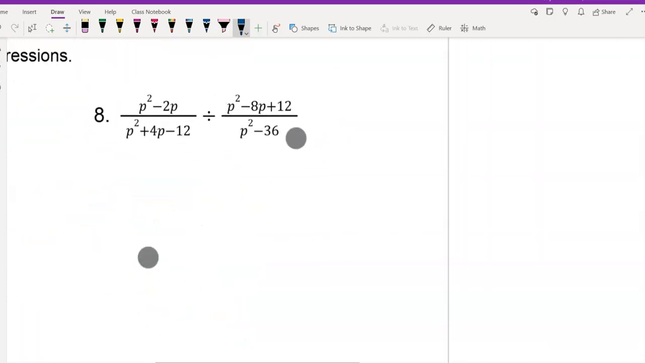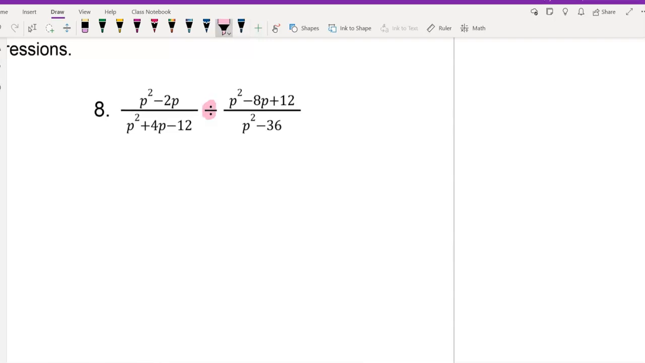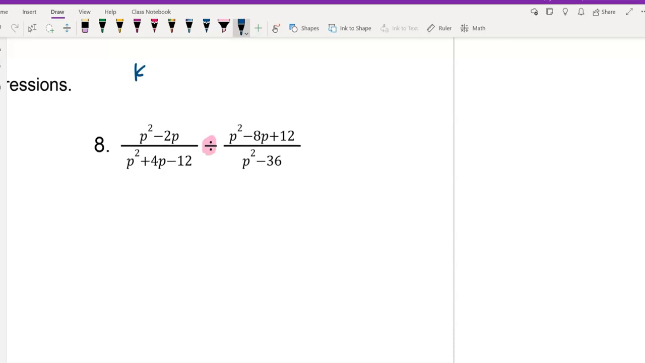Number 8, again, we have division. So we are going to keep, change, flip. But first, we need to factor. So starting with that first numerator here, I see p squared minus 2p. They both have a p, so I can definitely factor out a p. What that means is I'm pretty much dividing both terms by p. So p squared divided by p, I'm just left with 1p. Negative 2p divided by p, well, those p's cancel out, and I'm left with negative 2.